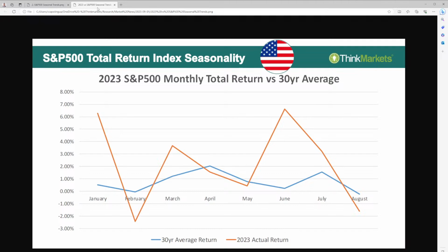And we are roughly tracking along. Look at it, January was a positive month, February was a negative month, March was a positive month, April was a positive month, May was a bit of a pullback, June, July were positive, August a bit of a pullback. So actually we are tracking pretty much in line with what you would expect based upon those averages. I think that's interesting stuff.